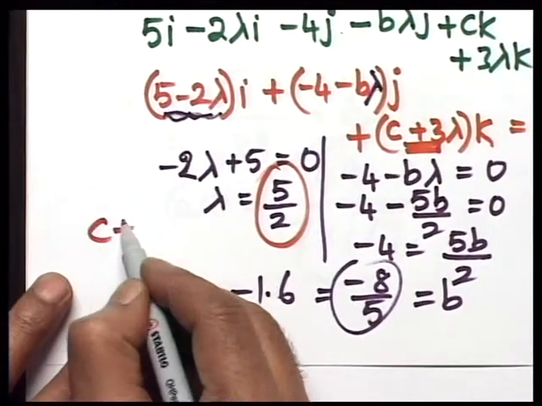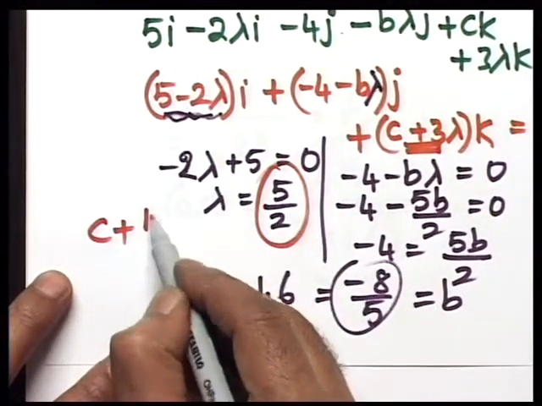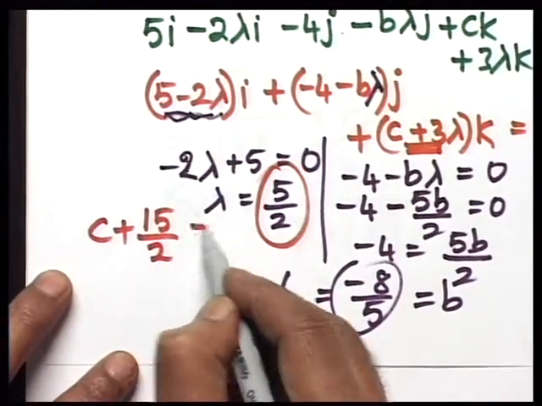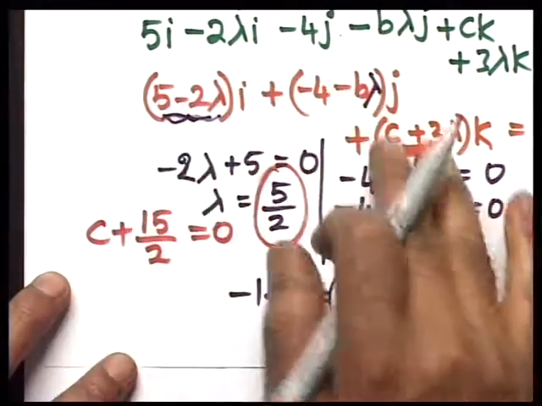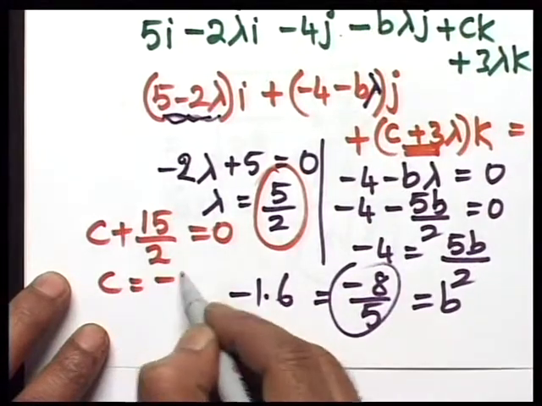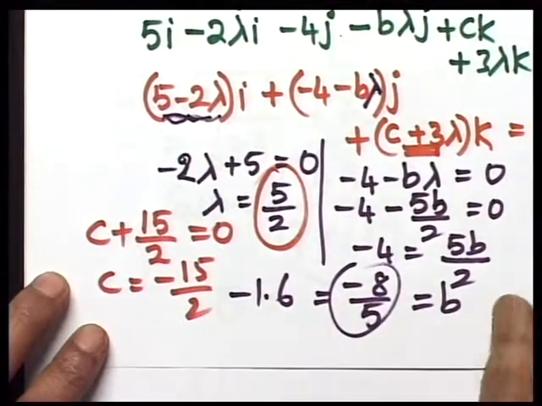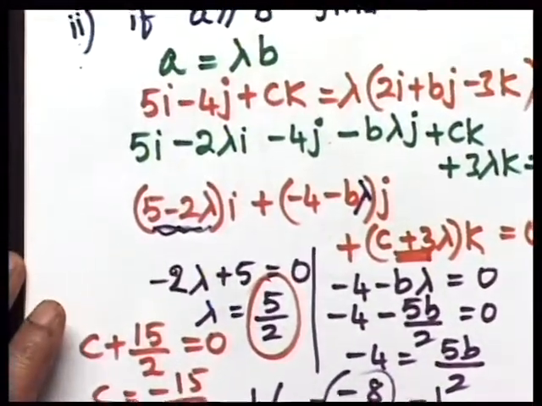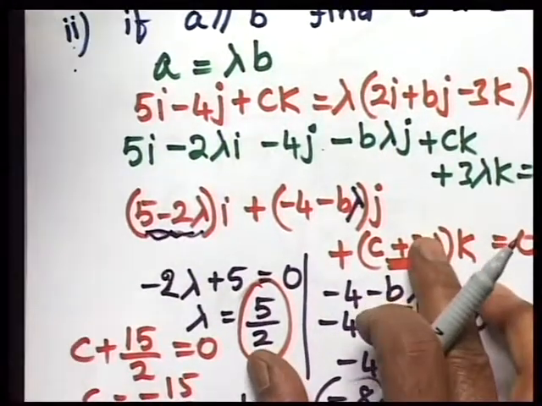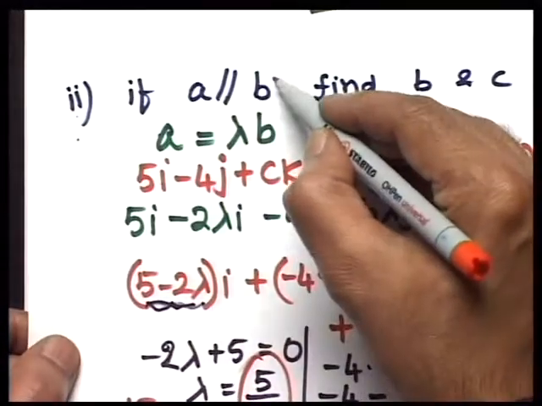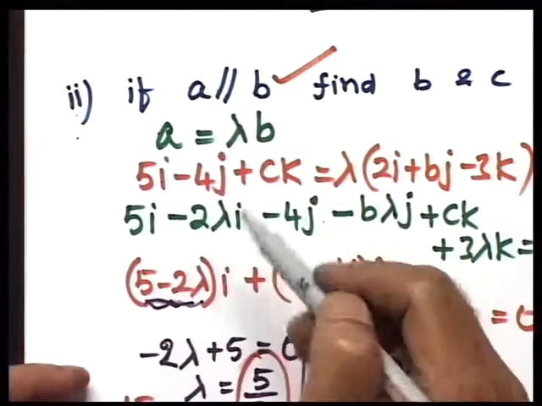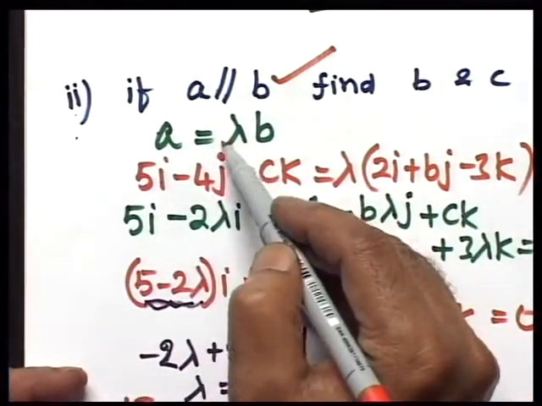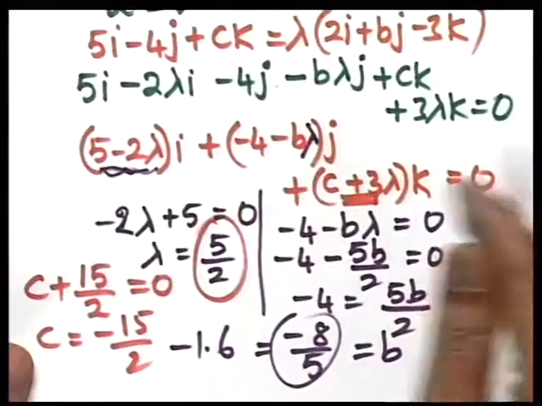It's c plus 3 lambda is 3 times 5, 15 divided by 2. That should be equal to 0. All the i, j and k brackets must be 0. So c is equals to minus 15 over 2 or minus 7.5. That's how you need to solve this kind of sums. The concept, when they say A is parallel to B, we can say one is a multiple of the other. So A is equal to lambda B. After that, you know what happened.